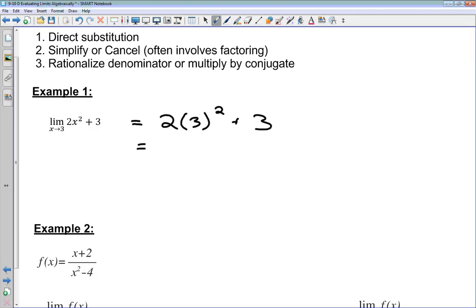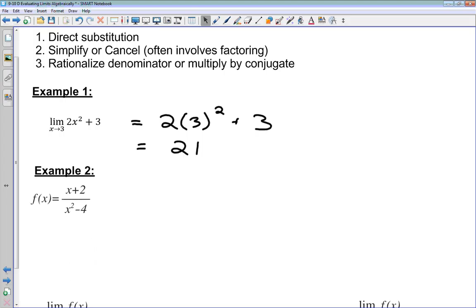And what kind of an answer do we get here? 3 squared is 9. 2 times 9 would be 18. So if I add those up, I get 21. 21 is a perfectly good number, so that's going to be the value for our limit. Okay? It's that easy. If only they were all that easy, right? Let's look at our next example here.